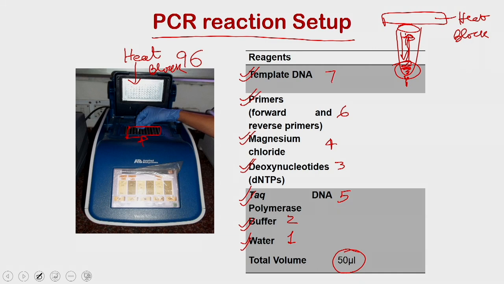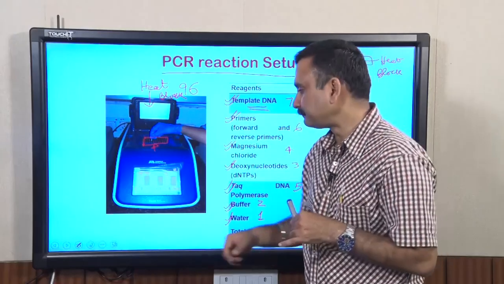If you follow this particular scheme of events, you will ensure that when you add the template DNA, there will be no pre-run or pre-synthesis, because that would create artifacts in your normal PCR reactions.